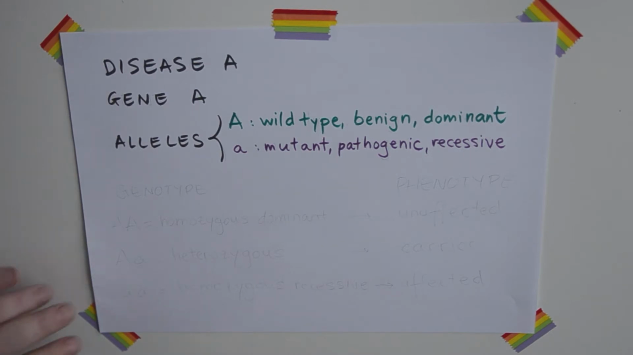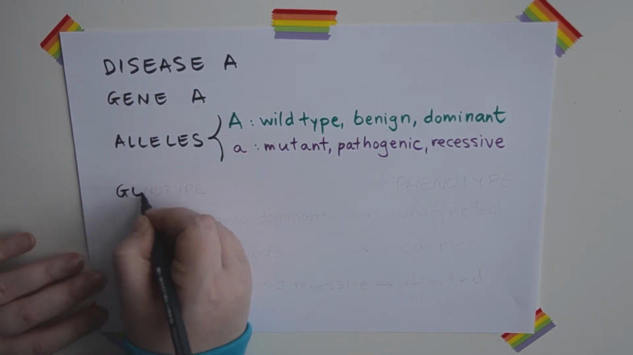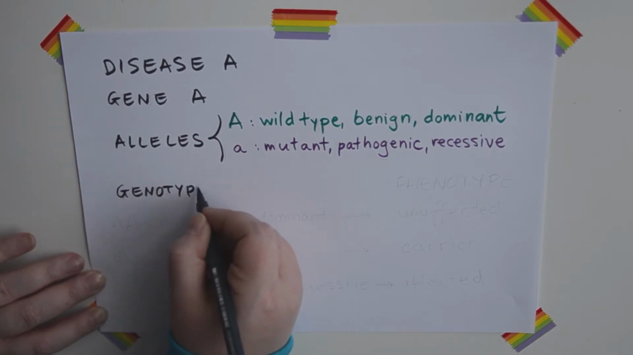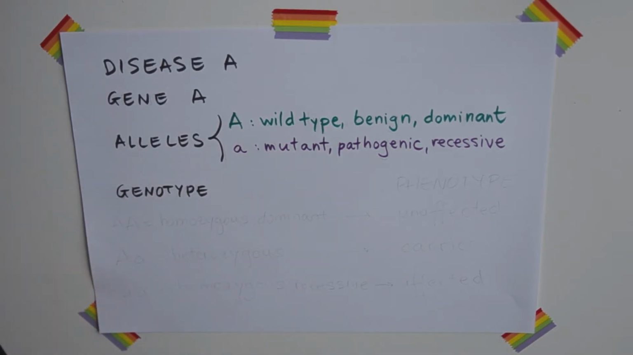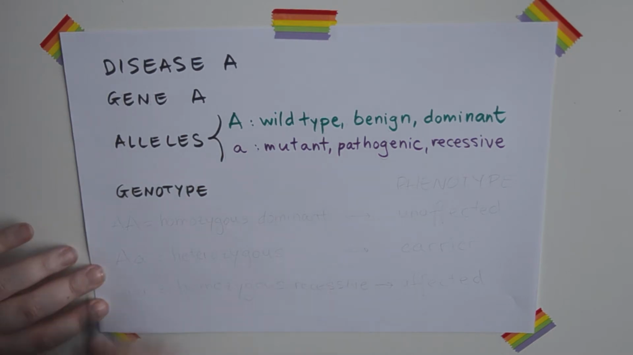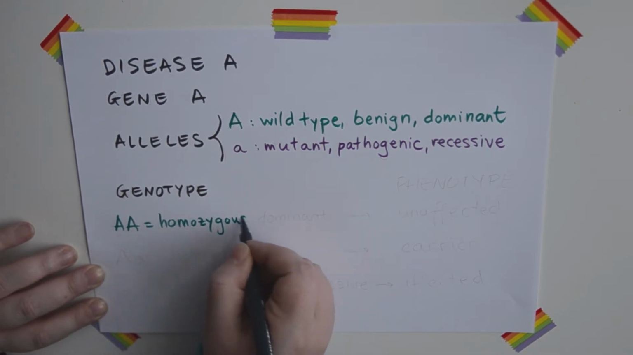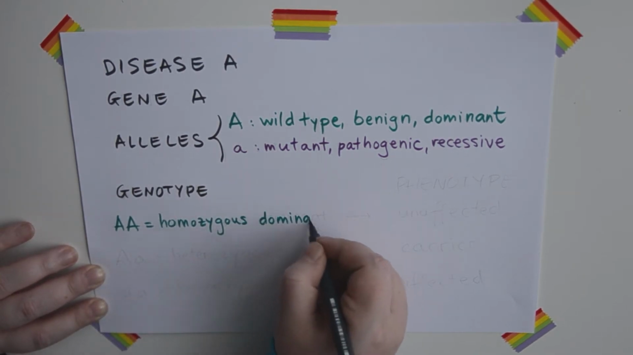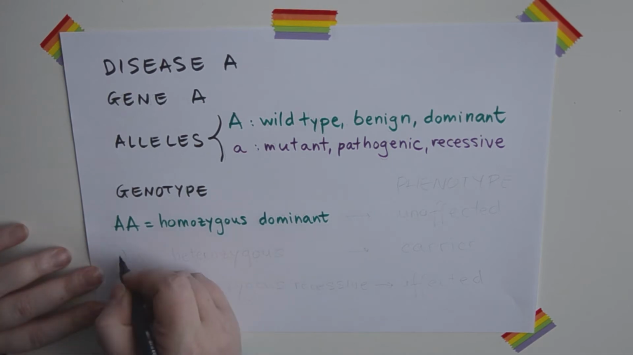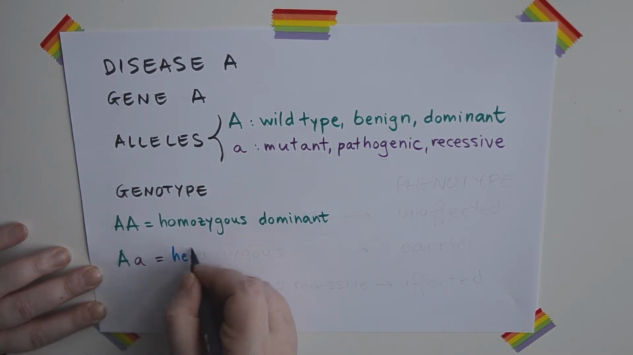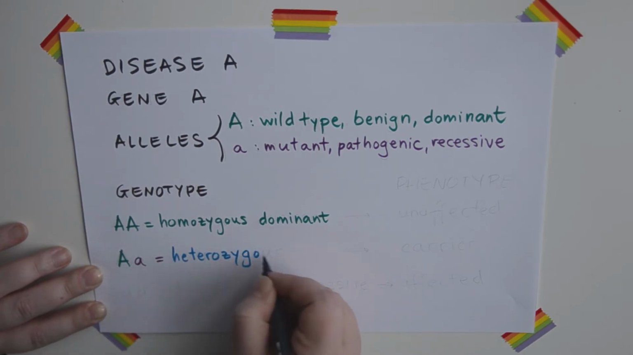Everyone has two copies of this gene, one from each parent, so they can have different combinations of big A's and small a's. This is called the genotype, the types of genes they have. They can have two big A's. This is called a homozygous dominant genotype, because homo means same. They can have one big A and one small a. This is called a heterozygous genotype, because hetero means different.